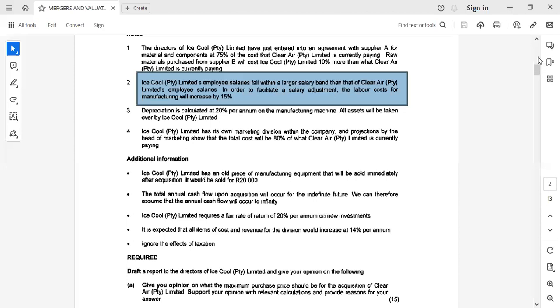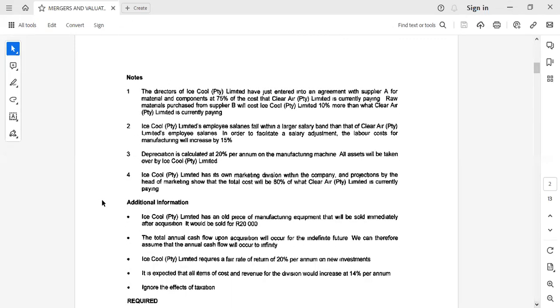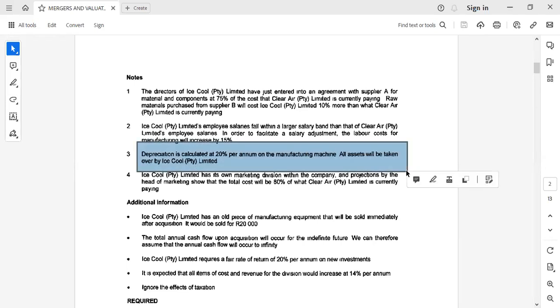Then next, depreciation manufacturing equipment. Right. When we're calculating the maximum or minimum purchase price, we only use future cash flows. So the depreciation, normally, you know that's a non-cash flow item, so it should not be included. But let's read number 3. The depreciation is calculated at 20% per annum on the manufacturing machine. Assets will be taken over by ASCO Private Limited. Right, so although they are taking over, that depreciation is a non-cash flow item, because we'll be calculating the cash flows.